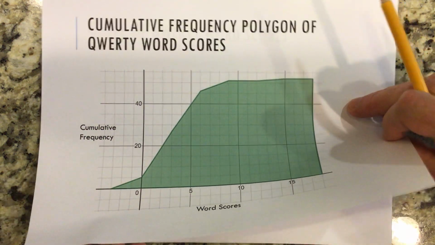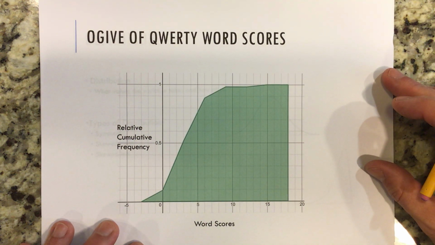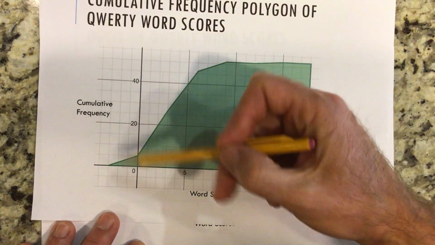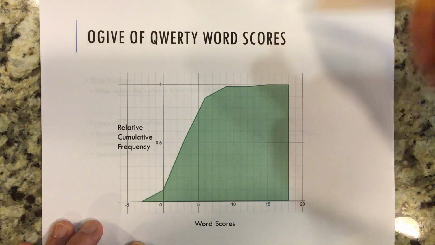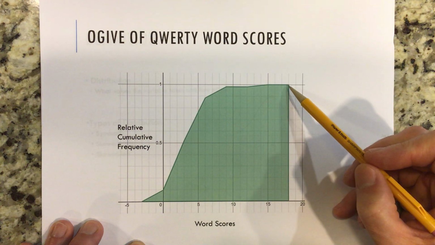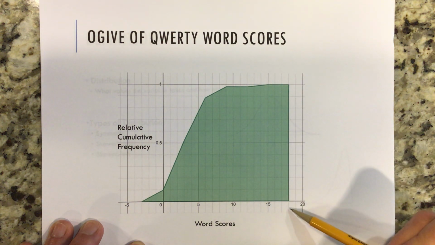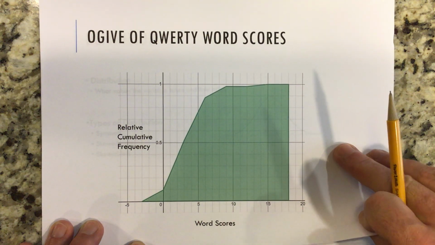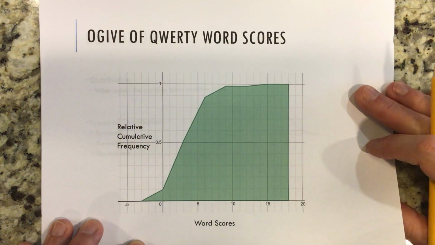Okay, and one more graph to go. The ogive, or relative cumulative frequency polygon. The ogive is going to look just like your cumulative frequency polygon, except your vertical scale, instead of being raw number or raw frequency, is now ratio or percentage. So once you hit 1, that means you've captured 100% of the data. So 100% of our data have scored this or lower. Right here you can see 14 was our highest scoring word.